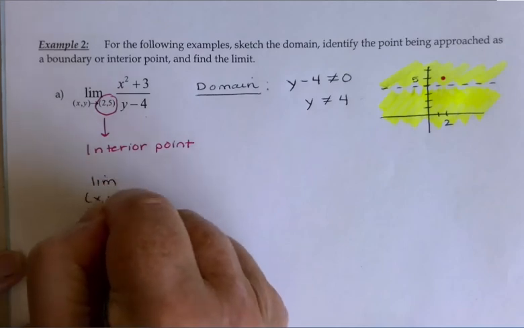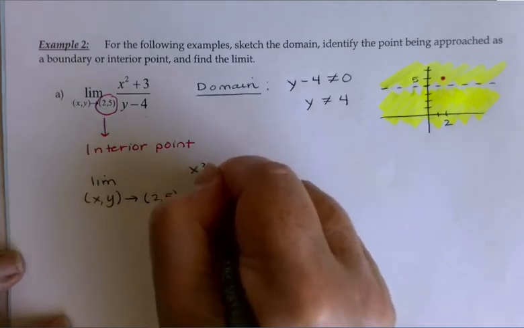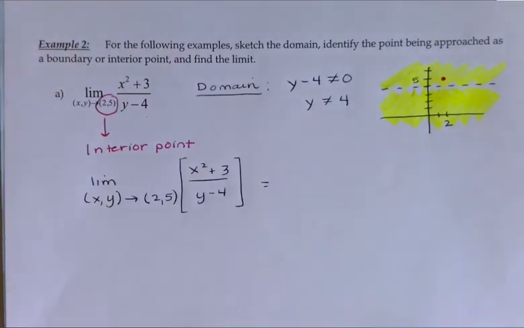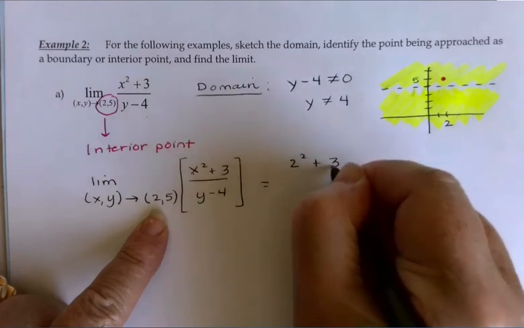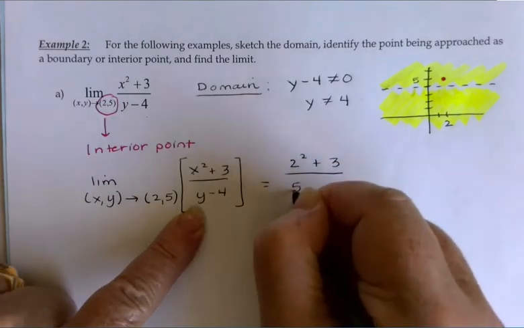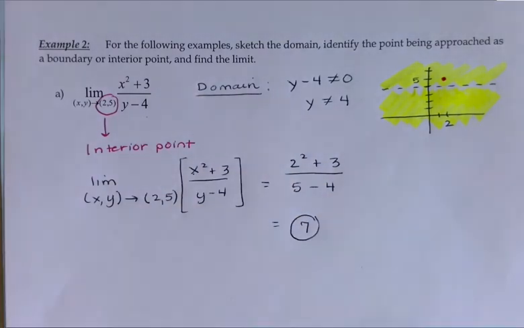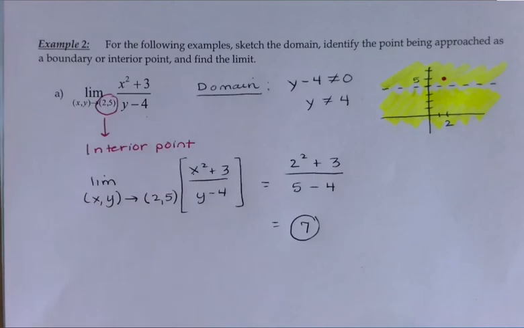So doing the limit as the point xy approaches the point 2, 5, I am just going to go ahead and plug in my numbers. That would be 2 squared plus 3 over 5 minus 4 is 7. And this is telling me that there's essentially like a continuous situation on the graph. At 2, 5, 7, the graph just looks like perfectly smooth and normal. Nothing weird is happening. There's no asymptotic behavior, no missing points, nothing like that.